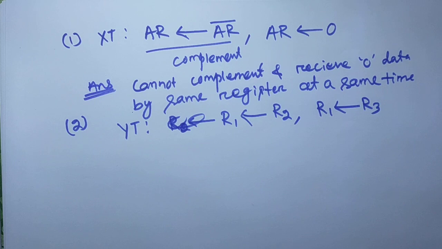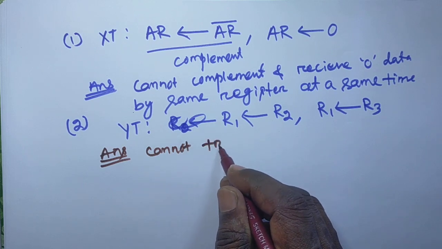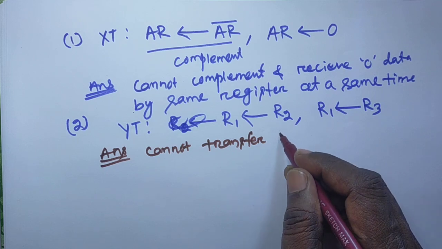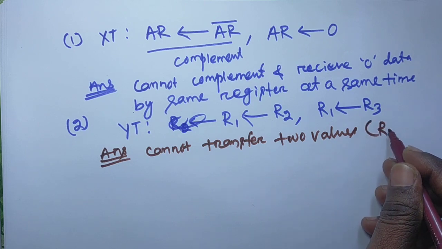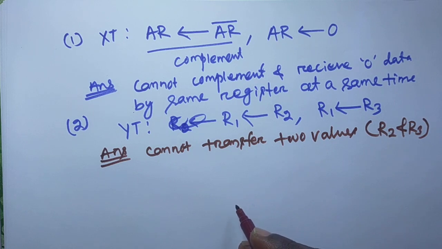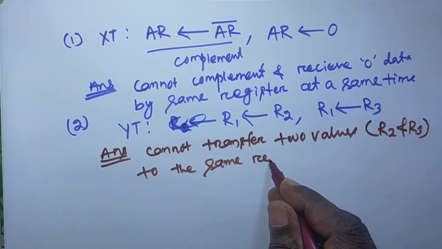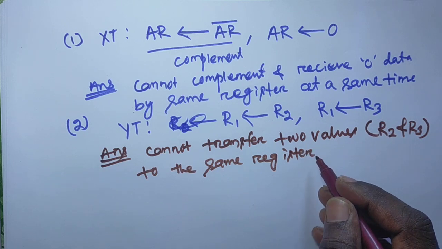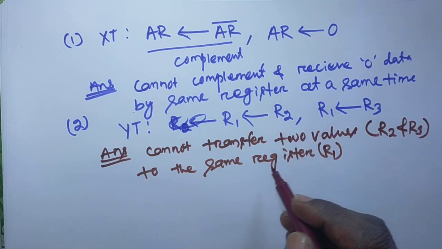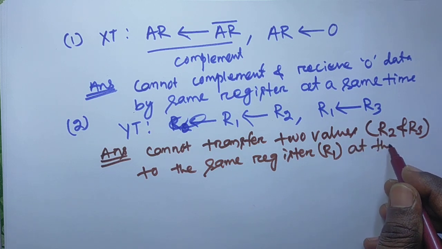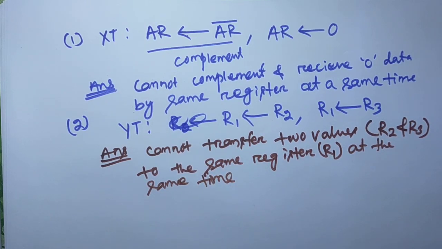The answer we can write here: cannot transfer two values, R2 and R3, to the same register R1, because both the content of R2 and R3 transfer to R1 in the same register at the same time. It is not possible.